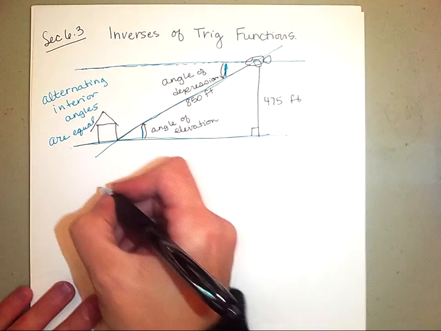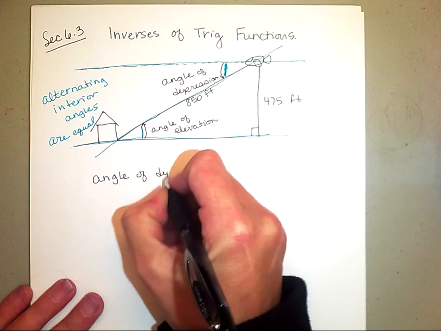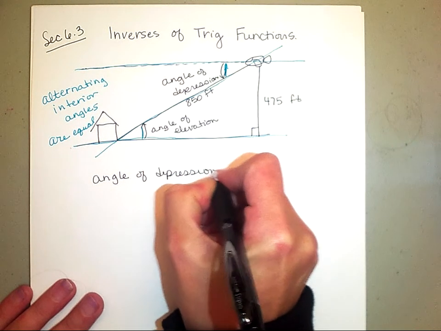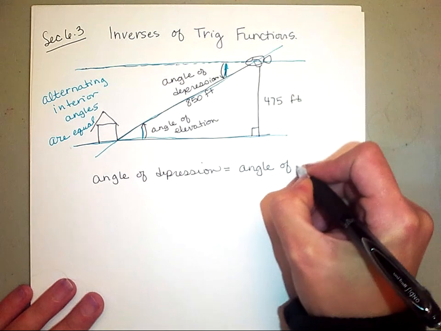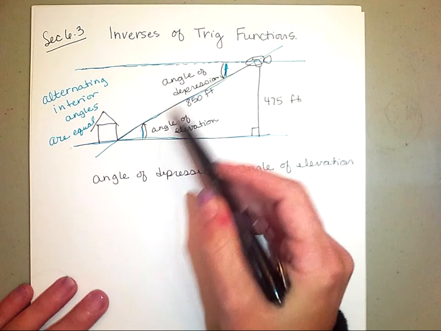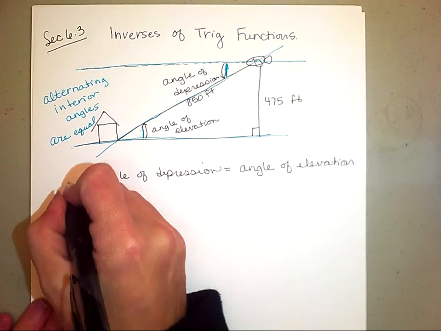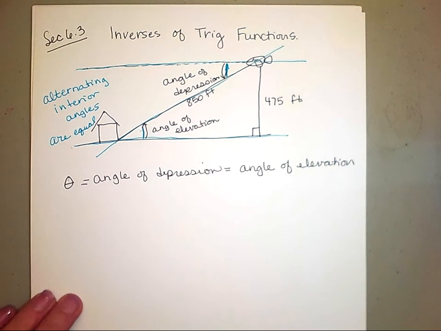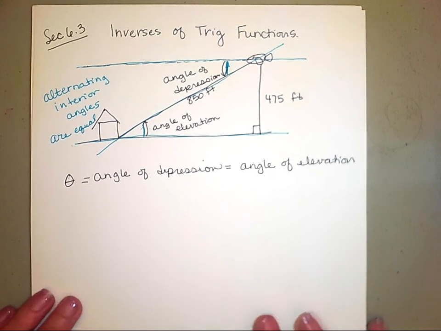So what that means then here is our angle of depression has to be equal to the angle of elevation, because they are alternating interior angles. Okay, so that's fine. Now since they're equal, we'll just call it theta. So let's see if we can actually find out what these angles are.